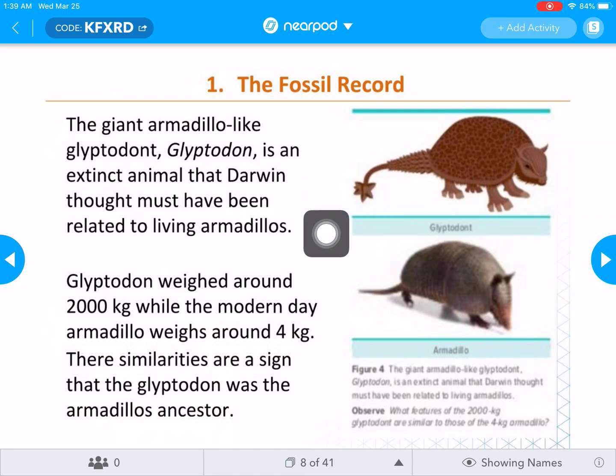All right, so this is actually something that Darwin found on his journeys on the HMS Beagle, and he wrote about it in his book, On the Origin of Species.